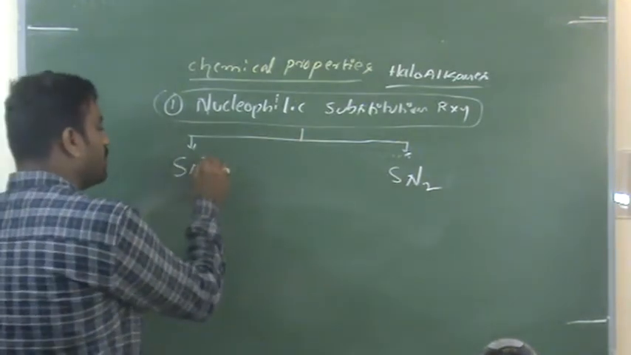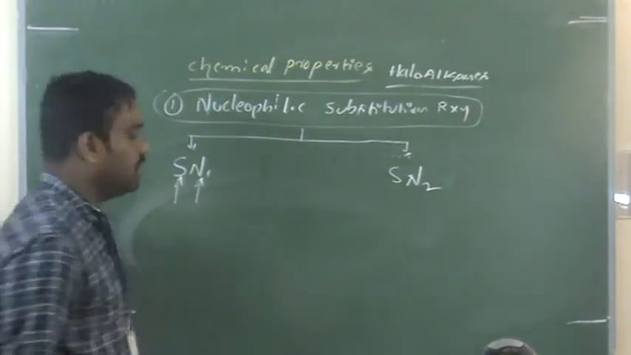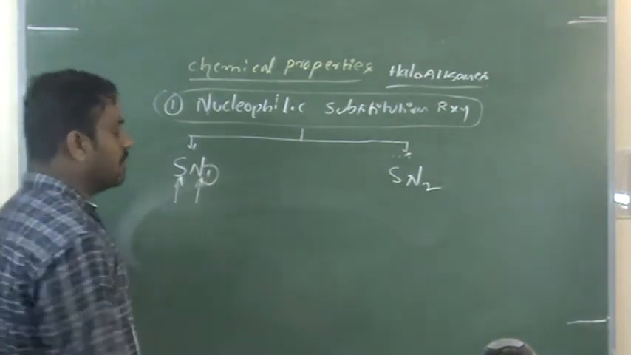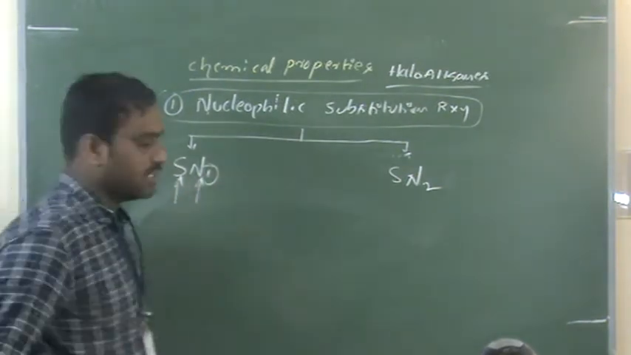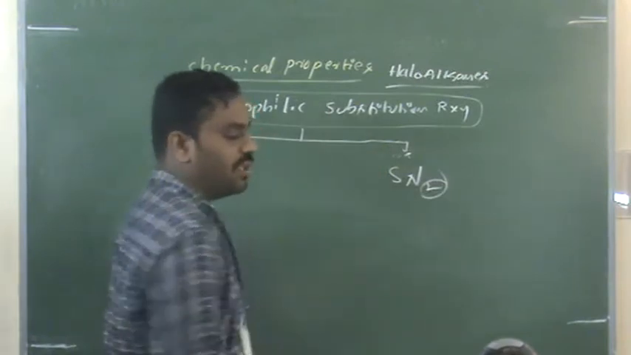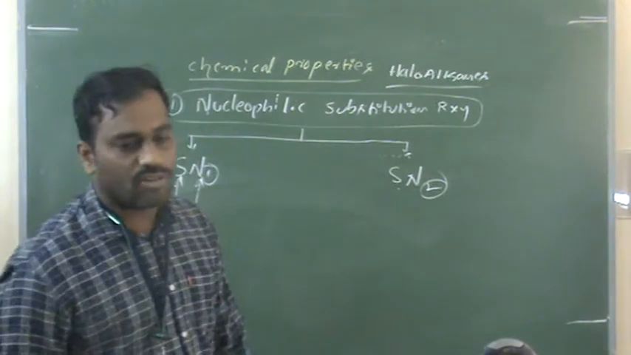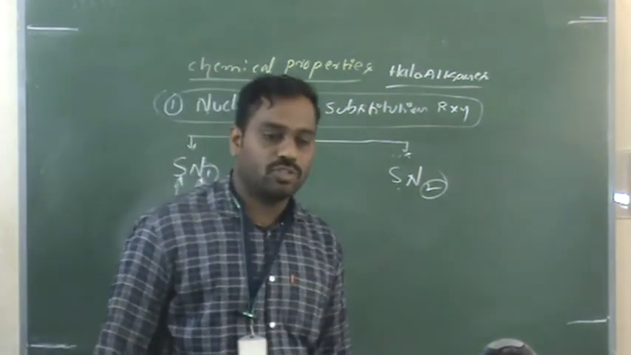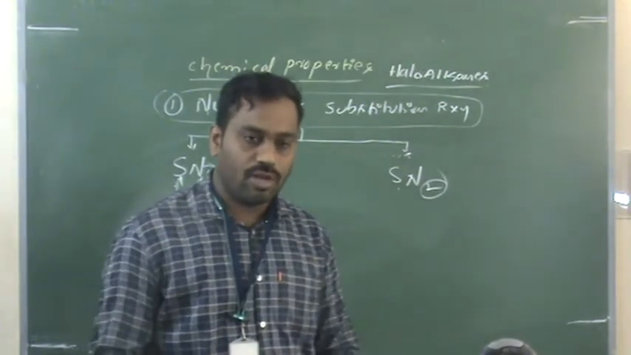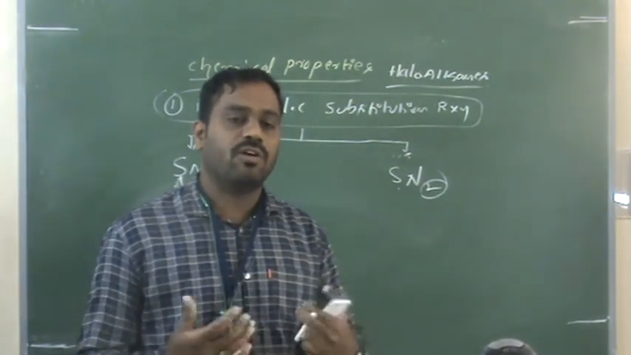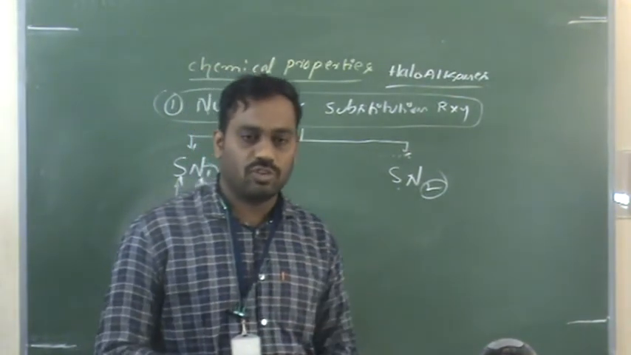In SN1, S indicates substitution, N indicates nucleophilic, and 1 indicates unimolecular. The total name is unimolecular nucleophilic substitution reaction. Here in SN2, 2 indicates bimolecular, N indicates nucleophilic, and S indicates substitution. This is called the bimolecular nucleophilic substitution reaction. These are the two types of nucleophilic substitution reactions.